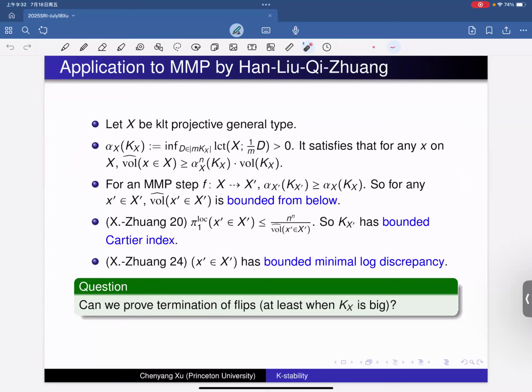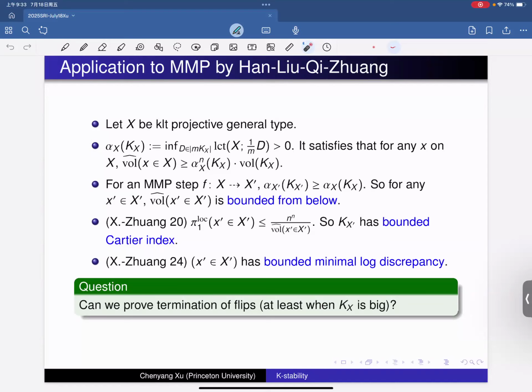So if you start with a KLT general type variety, then I can define the alpha invariant. We talk about the alpha invariant for Fano, but you can define it essentially for any non-empty linear system. Here I start with Kx. And then it's relatively easy to prove that the normalized volume will be larger than or equal to the volume of Kx times the alpha invariant to the power n. This is not very hard to prove. But if I run any MMP sequence, then of course the alpha invariant will not decrease.